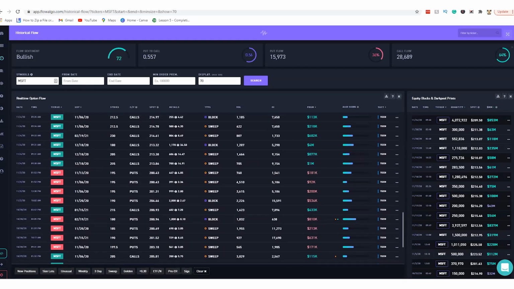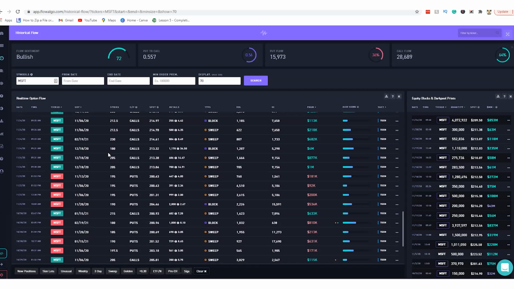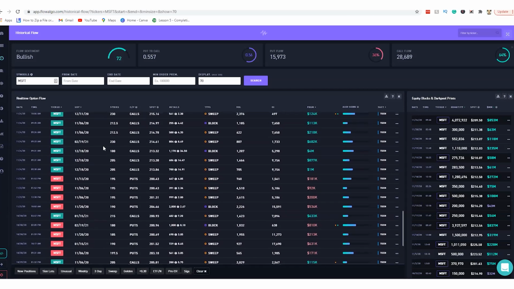Early November, someone's betting that Microsoft is going to be at 205 at least by December 18th, right? And at that point, it was at 200 bucks, right? We can see someone put $1 million down. Another person put nearly $1 million. Someone $4 million that we're going to see a push up in Microsoft, right? Early November, you can see 230. Someone put $680,000 worth to see Microsoft at 230 when it was trading at 214, right?